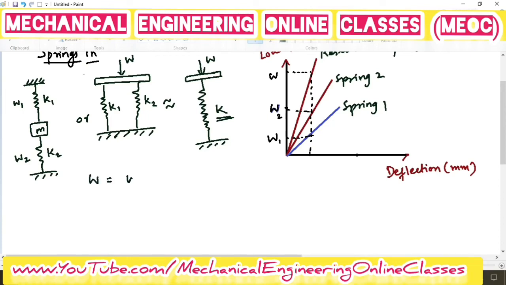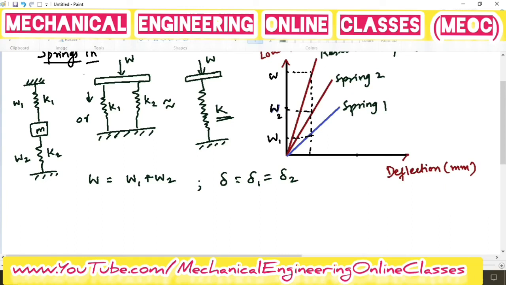Now W should be equal to W1 plus W2, and if you look at the deflection, in both the springs it should be same. So delta should be equal to delta 1, which is further equal to delta 2. The deflection in both the springs should be same because the load is acting upon both of them, and the entire system will be compressed. So the deflection in both the springs should be same.